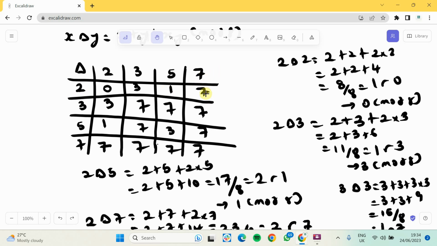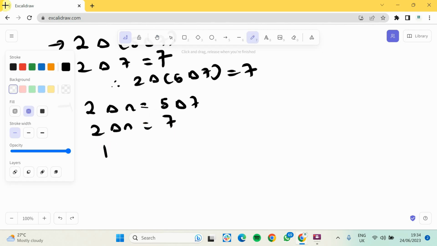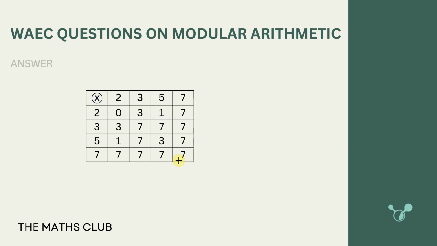So by means of coincidence, I could say by comparison, we found our n to be equal to 7. And that's actually it. So if we look at our answer, we see that we have 7 here and we have our n to be 7. So that's basically it.